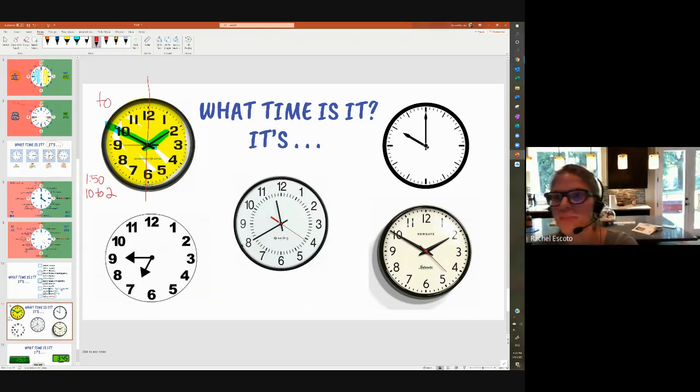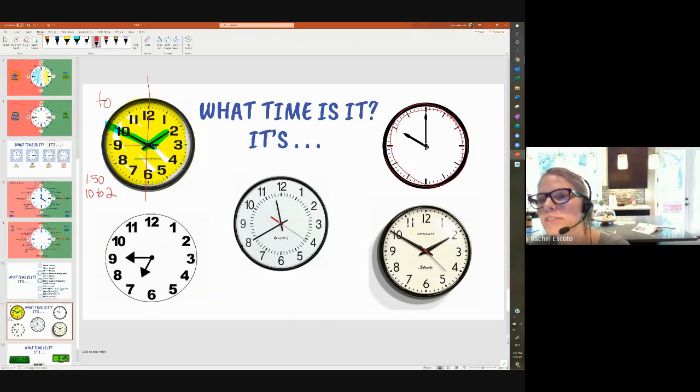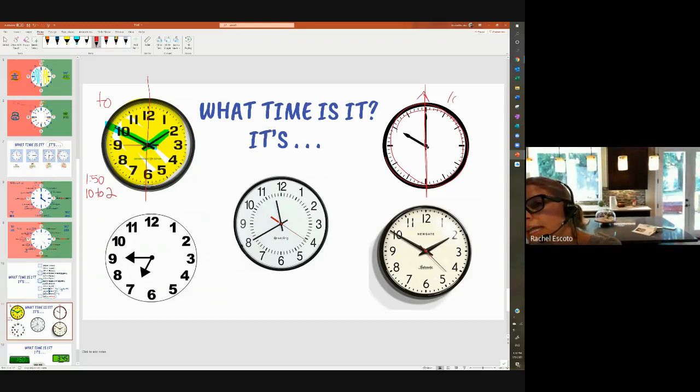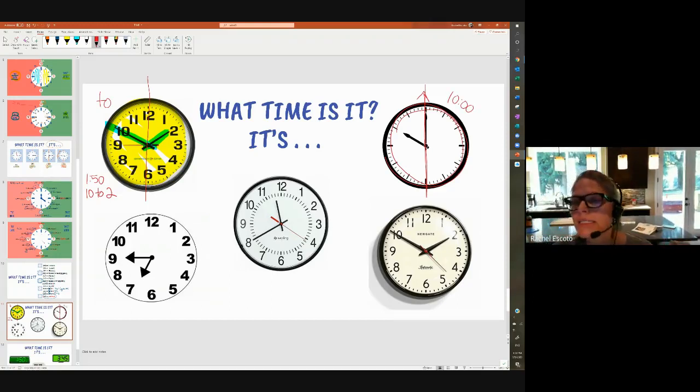All right, how about this one? This is right on the nose. This is a clock. So this is 10 o'clock. All right, how about this one? Well, is the minute hand on the past or the to side? Past or to? It's on the to side. So it's 5, 10, 15, 20 minutes. It's 11:40 or 20 to 12.